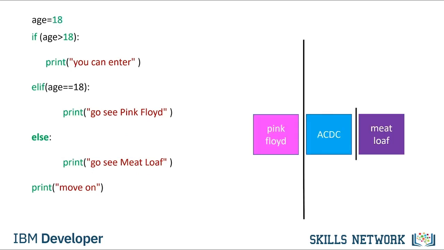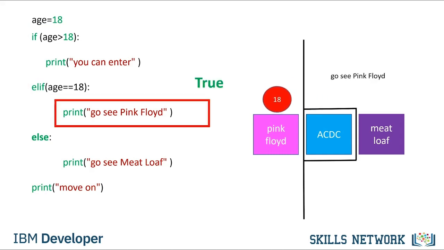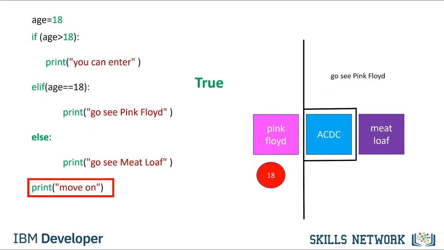Let's illustrate the code on the left. An 18-year-old enters. They are not older than 18 years of age. Therefore, the condition is false. So the condition of the elif statement is checked. The condition is true. So then we would print "go see Pink Floyd." Then we would move on, as before.